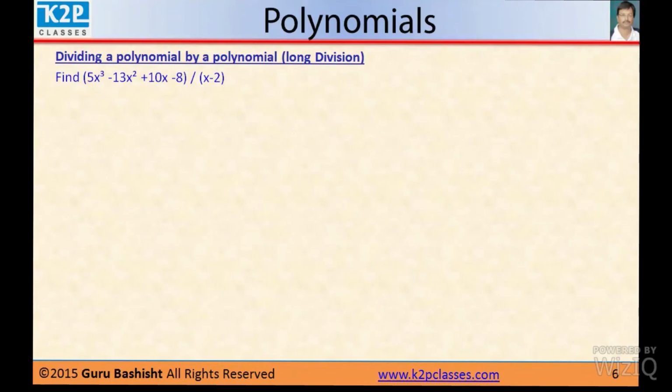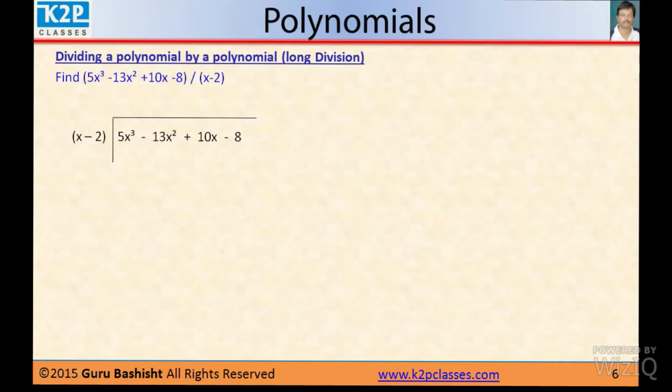Dividing a polynomial by a polynomial. Previously we were dividing a polynomial by a monomial, meaning only one term. Here the numerator is a polynomial. So the method is to draw a horizontal line and then a vertical line like this, and put the numerator under the horizontal line and the denominator on the left-hand side of the vertical line.